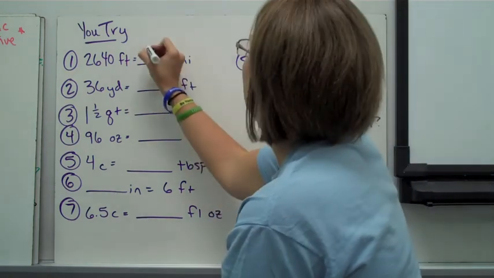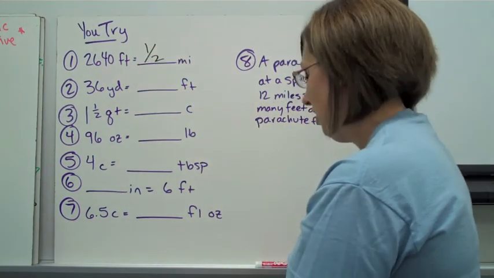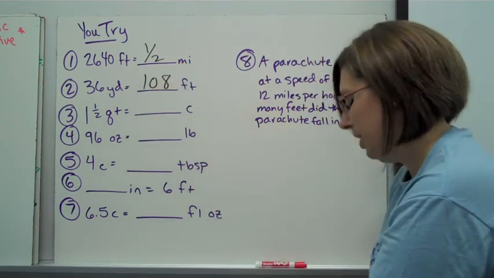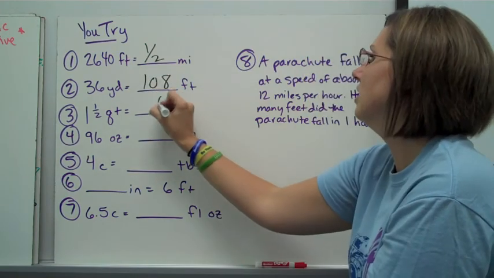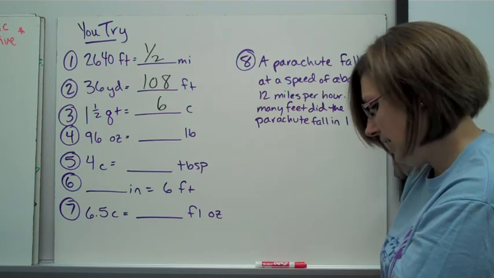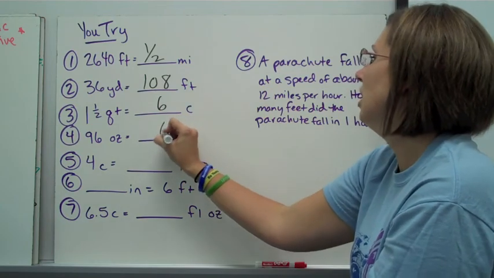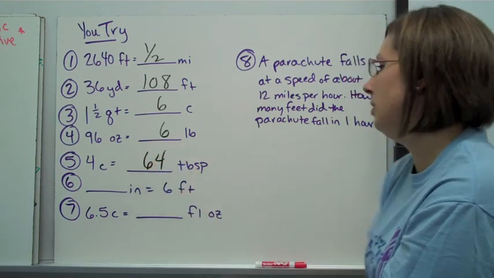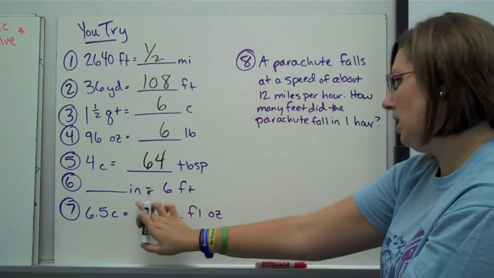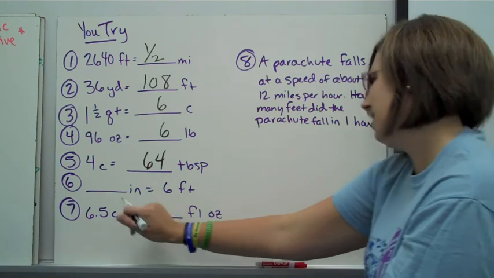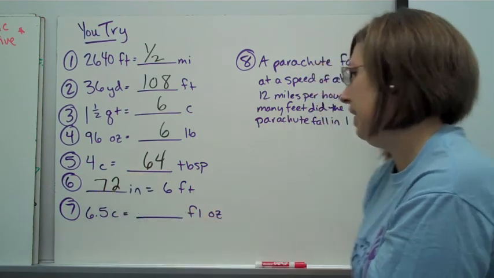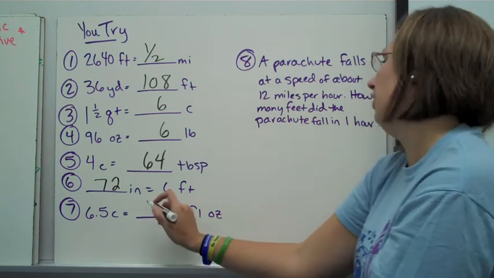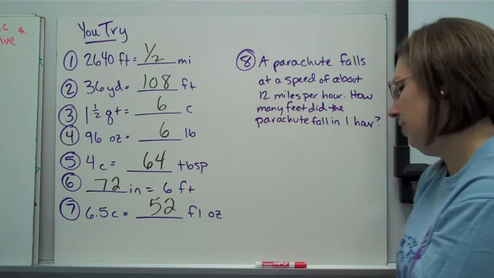2,640 feet is 1/2 a mile. 36 yards is 108 feet. 1 1/2 quarts is 6 cups. 96 ounces is 6 pounds. 4 cups is 64 tablespoons. 6 feet is actually equal to 72 inches. 6.5 cups is equal to 52 fluid ounces.